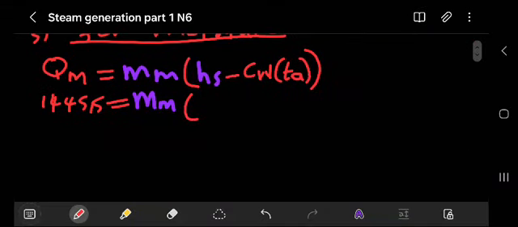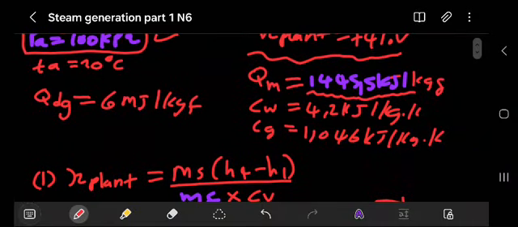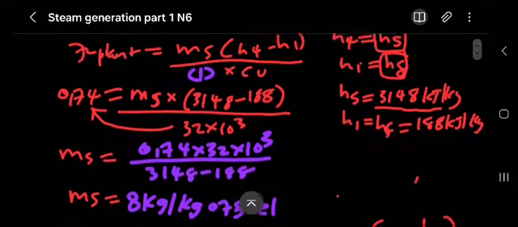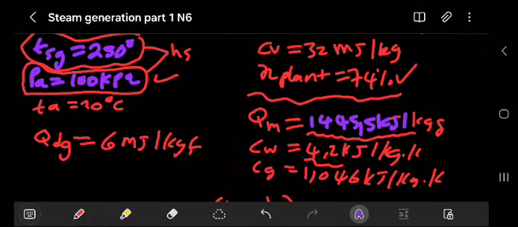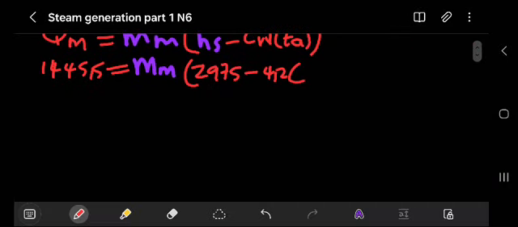So H superheated, as you have seen there, was 2975. Then we minus the specific enthalpy of water, 4.2 multiplied by the temperature at the boiler base, which is 20. Multiply this by 20 like that.